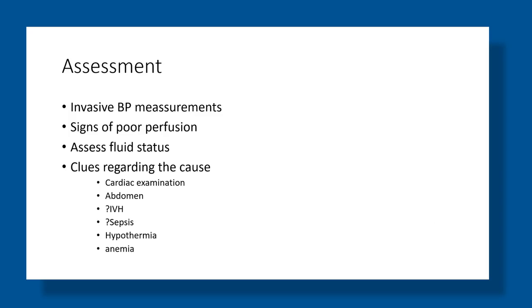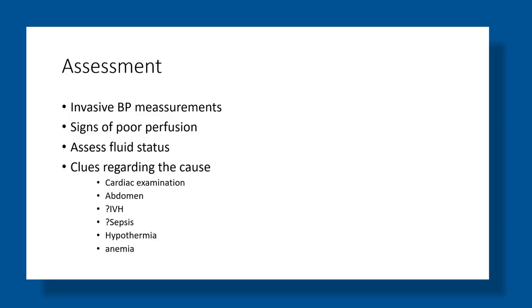So before you start writing your inotrope, you have to do certain assessment of your baby. Make sure you are doing invasive blood pressure measurements. Well, it might not be possible in all scenarios, but invasive blood pressure measurements are the preferred one. We all have to get used to doing this in our setup as well. It's not very difficult. And the blood pressure measurement apparatuses are also available in most of the hospitals. It's just that we are not using it.